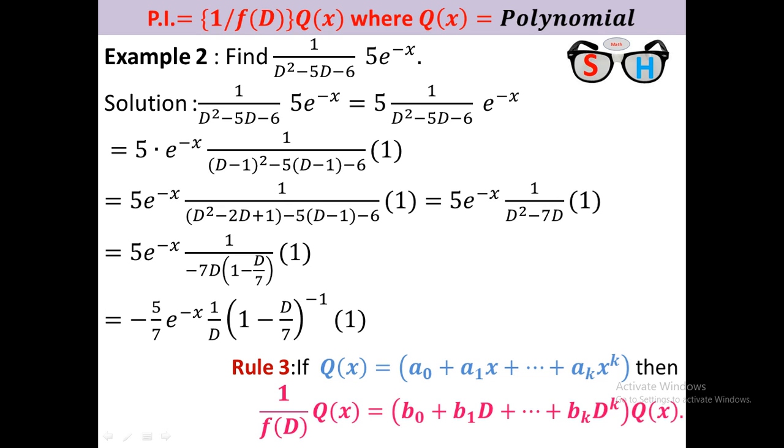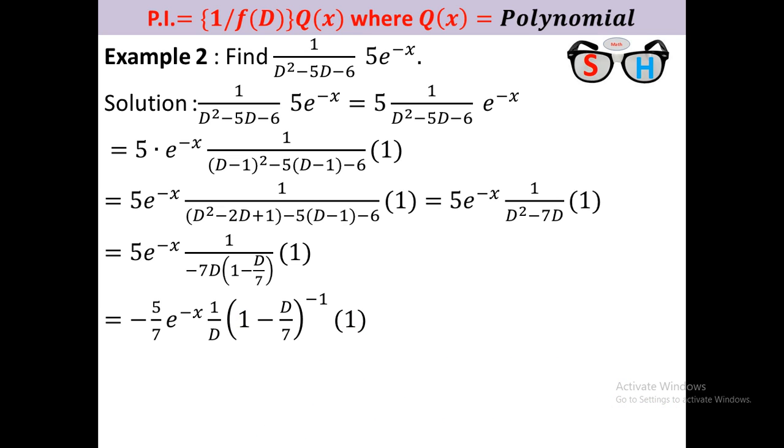In fact, if you expand, this will be 1 plus D by 7 plus D squared by 49, etc. Therefore you have to discard D by 7 and D squared by 49, because if you apply D by 7 on 1, the result will be 0. If you apply D squared by 49 on 1, the result will be 0. Therefore you have to take only 1. Okay. Therefore this is minus 5 by 7 e to the minus x, 1 by D of 1.